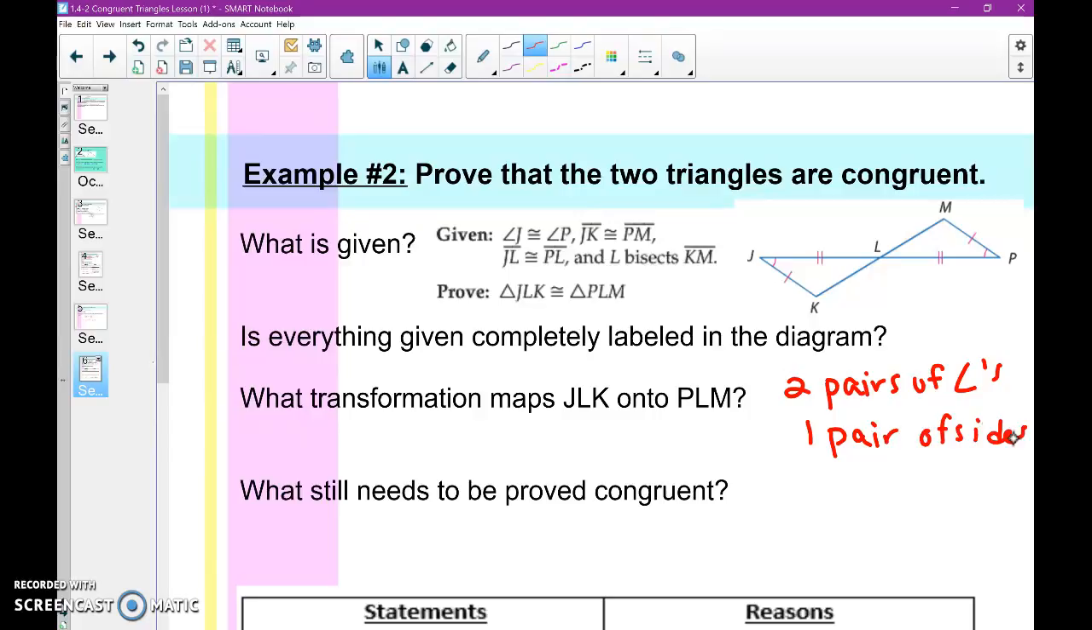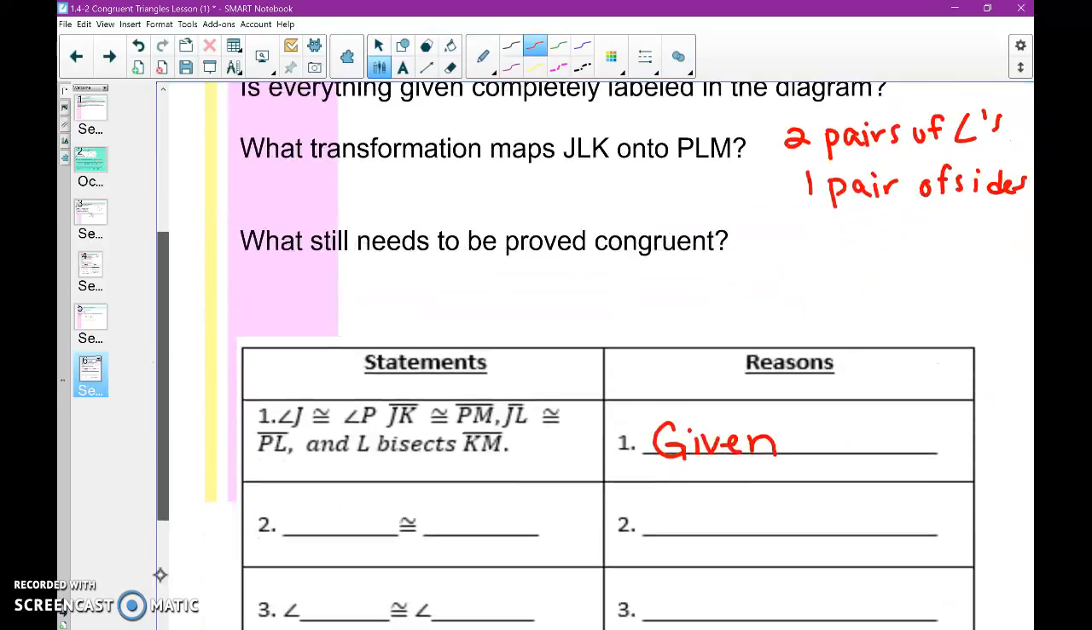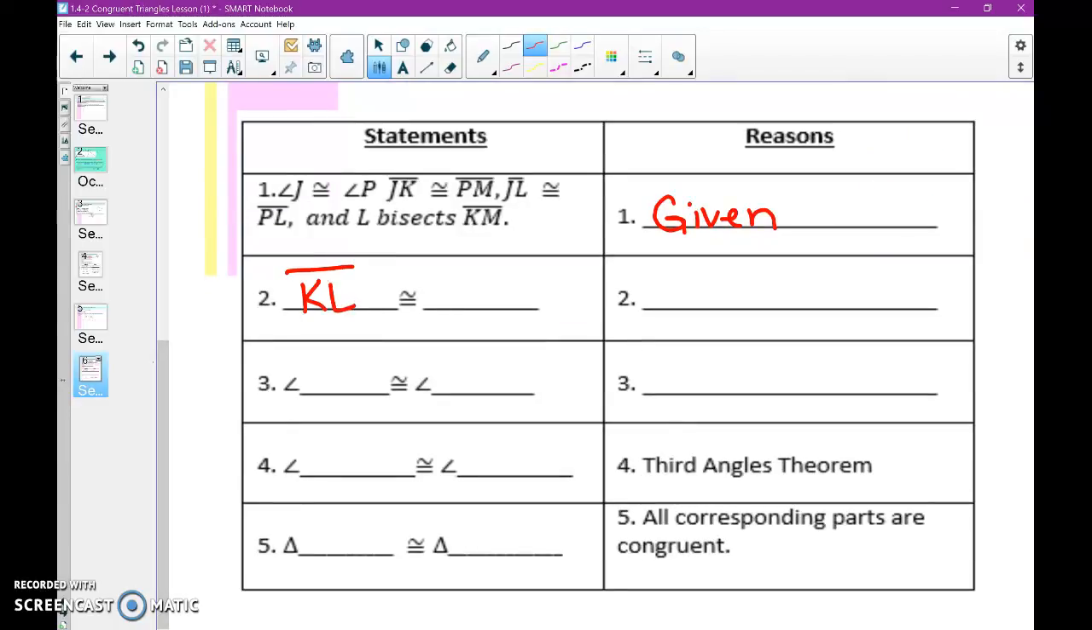Okay, so let's start with the sides. They tell us something super important here in the given. They say that L bisects or cuts in half KM. Remember we talked about bisecting means to cut into two equal halves. So if I look at KM, that whole length got cut in half, which means KL should be equal to LM. That's my first new statement. KL has to be congruent to LM. The reason is because of the definition of bisect. We talked about bisect means cut in half. If something's being cut in half, it should have two equal pieces. So literally by that definition, it has to be true.